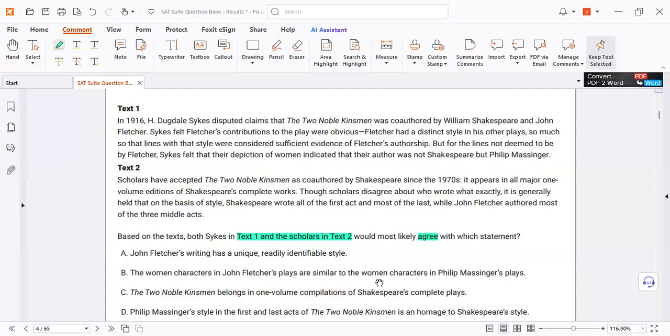Okay, the answer is A. Letter A is correct. The style was unique, distinguished, distinctive, powerful, and readable and advanced. Correct. It's brilliant.